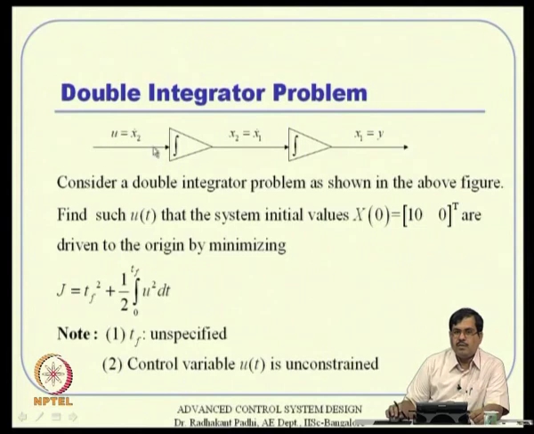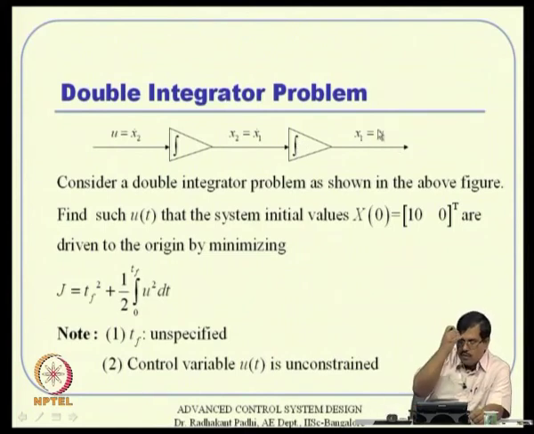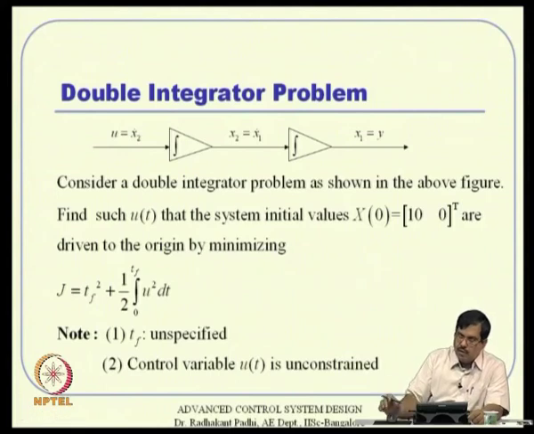I mean x2 dot integrated gets x2, and that is nothing but x1 dot, and then one more time if you integrate you get x1, and typically the output y is also x1 actually. So, why is this problem slightly more complicated? Okay. Because we want to minimize the final time actually.